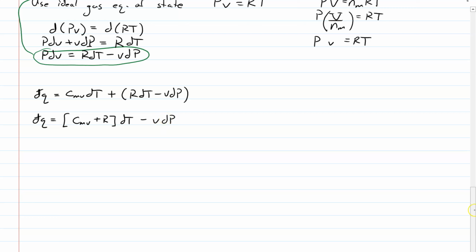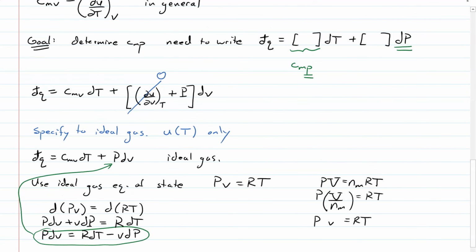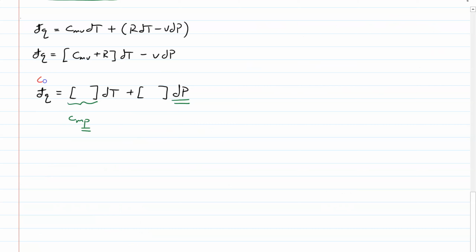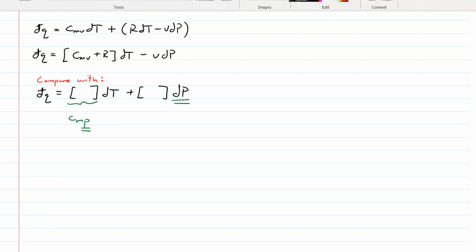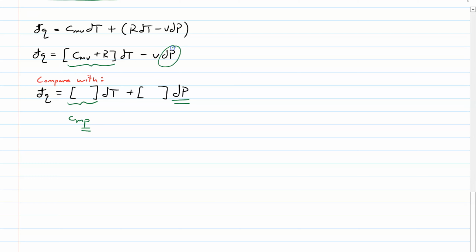Okay. Now compare that with the equation we were after. So I've been able to write an equation which looks like dq equals something times dt plus something else times dP. And that means that whatever's in front of the dt is the molar specific heat when this other variable is held fixed. So that means that CmP is CmV plus R.